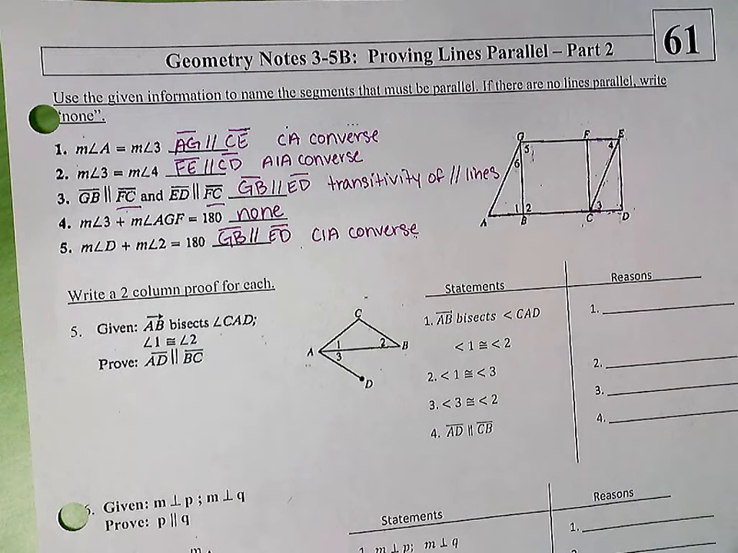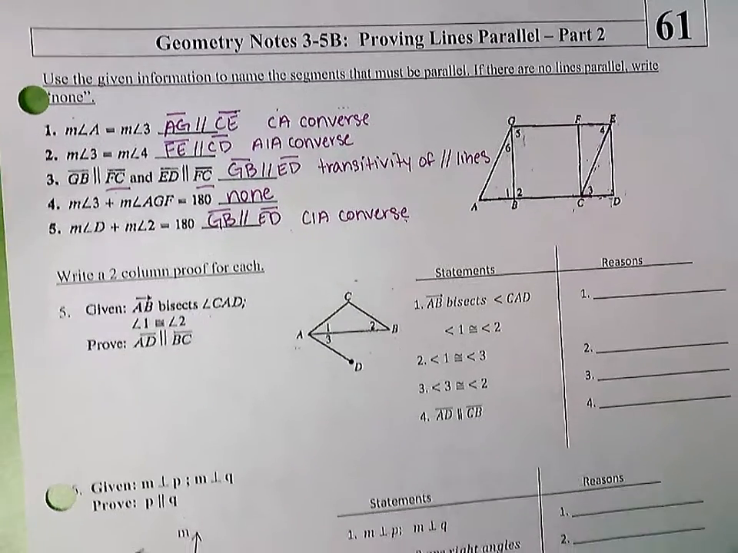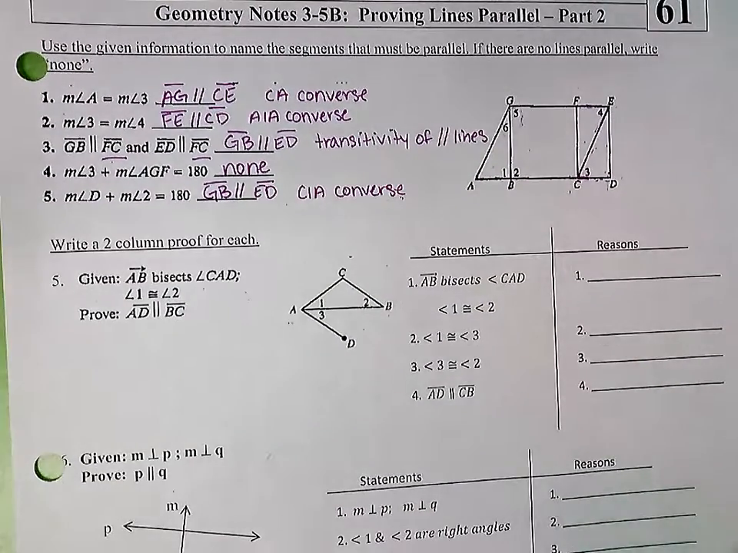So those are your one-step proofs. You're looking for those parallel lines, and then what reason is behind it. So we are going over 2-column proofs. That means we're using all of our properties from our property packet. Most of them have to do with angles. And we're using those converse reasons, or we're using if lines are parallel, then those angles are congruent.